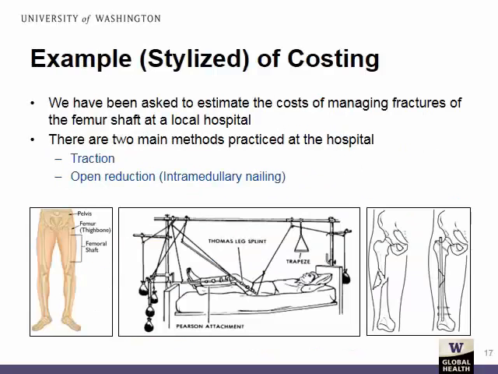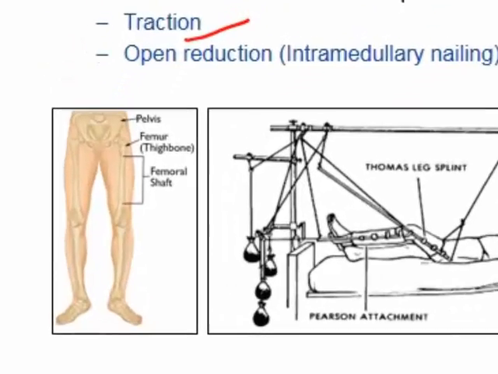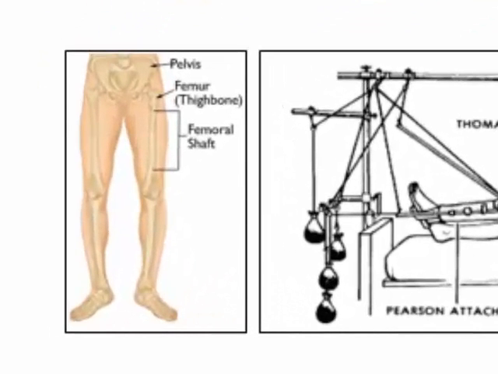So here's an example, rather stylized, of a costing exercise. We have been asked essentially to estimate the cost of managing fractures of the femur shaft at a local hospital. We have two main methods. For those of you who are physicians, you know that even to today, in some hospitals, they still use traction to manage medullary femoral fractures, fractures of the femoral shaft, which is this bone right here.